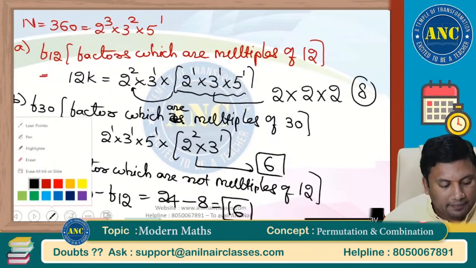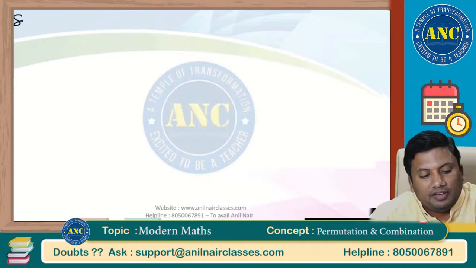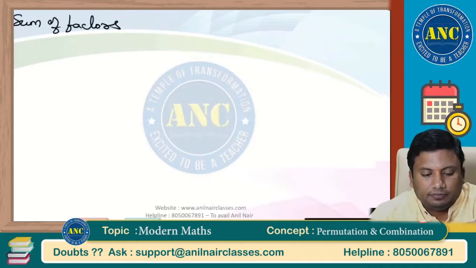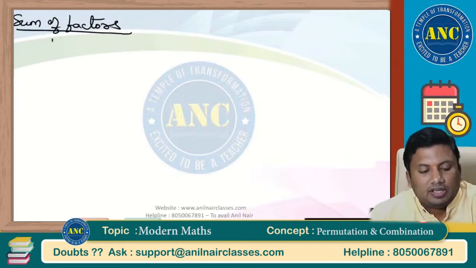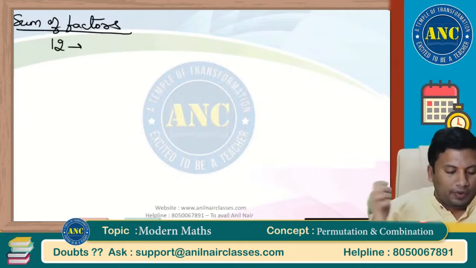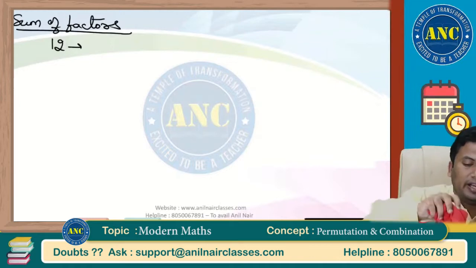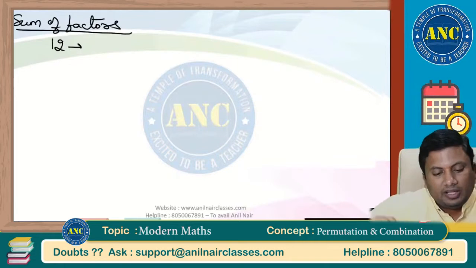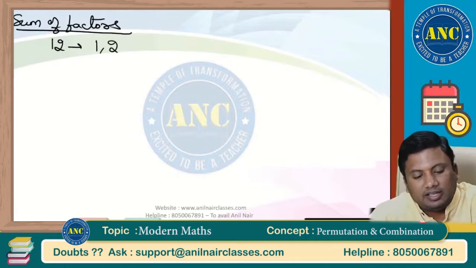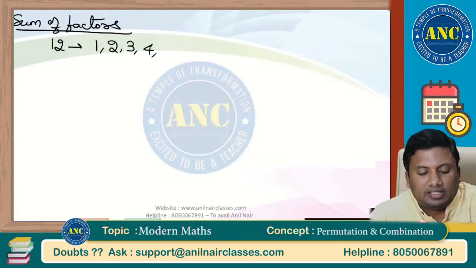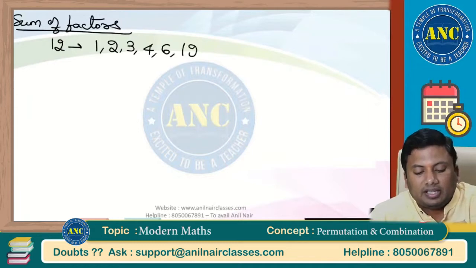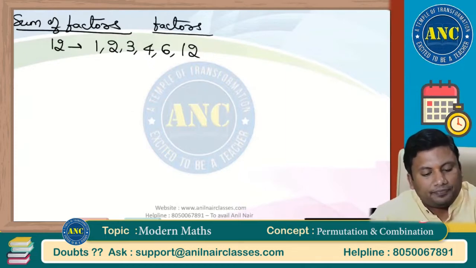Next side heading: sum of the factors. Suppose I take a number 12. What are the factors of 12? Let us first write. 1 is a factor, 2 is a factor, 3 is a factor, 4 is a factor, 6 is a factor, 12 is a factor. 1, 2, 3, 4, 6, 12. These are all the factors.